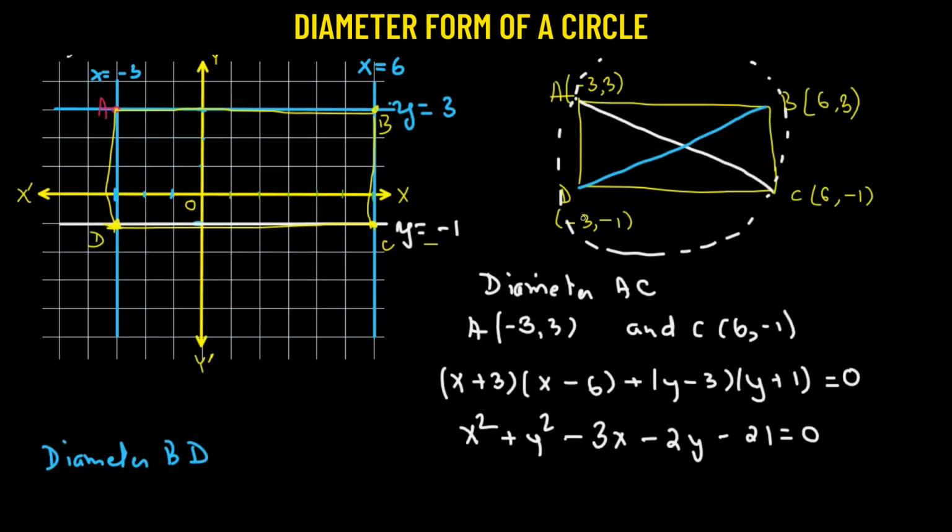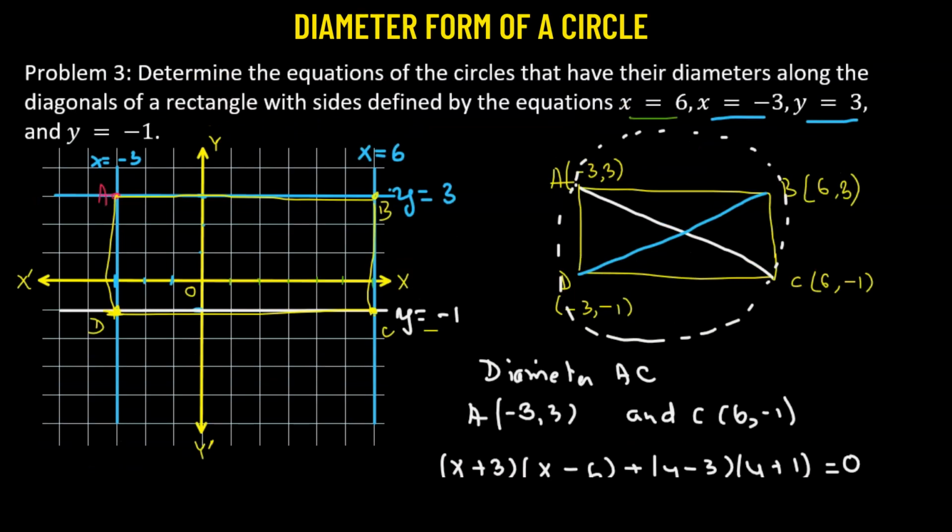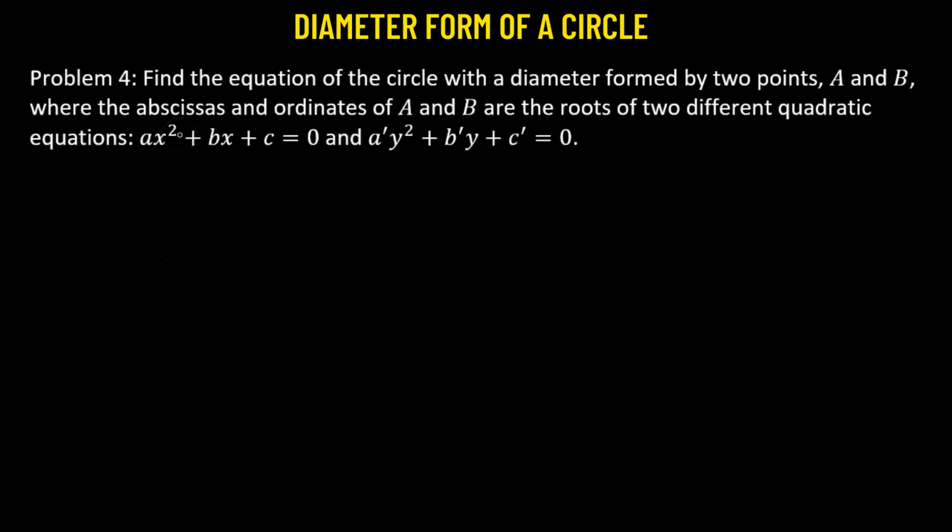Fine. So let's go to the next problem. Problem number 4. So here we need to find out the equation of the circle with the diameter formed by 2 points A and B. Now, the abscissas and the ordinates of the points A and B correspond to the roots of two quadratic equations. So, using this information, let's try to find out the equation of a circle.